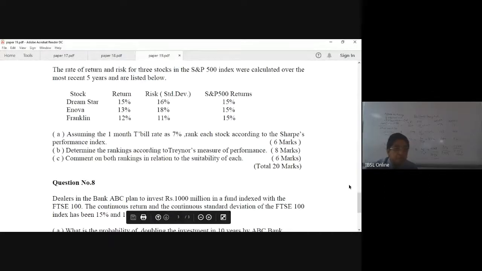Right. Now, to get the beta value for Dreamstar, you can say 15 is equal to 7 plus 15 minus 7, that is 8, into beta. So 8 into beta is equal to 15 minus 7, that is 8. So beta is equal to 1. For Dreamstar, beta value comes to 1. Just find out beta for others, Innova and Franklin.